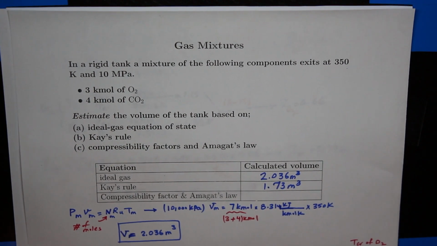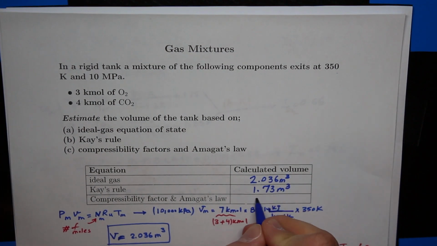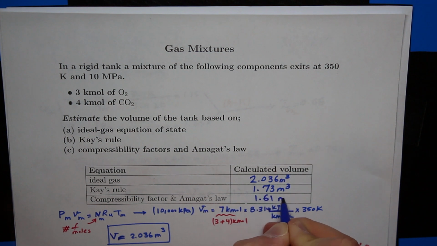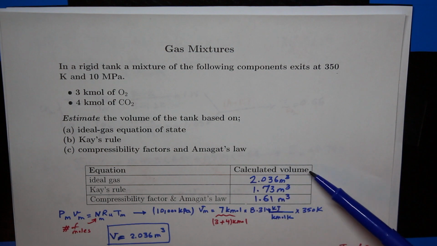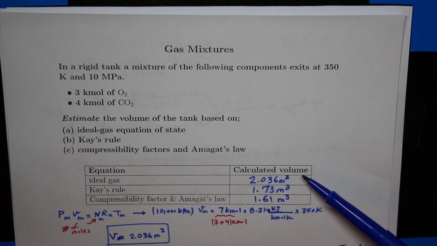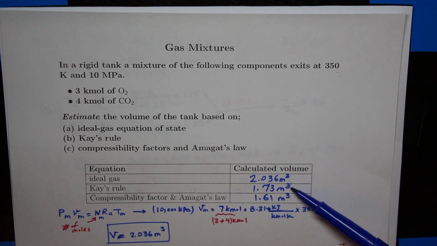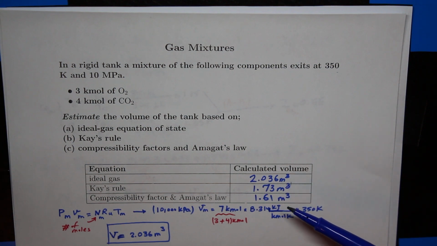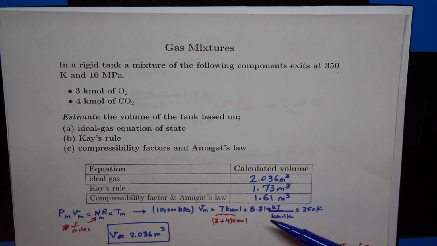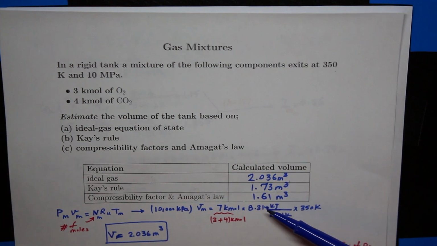If I go back to the previous page, I can add these numbers so we can have all of them side by side. 1.61 meter cube. All of these numbers are the same property: the calculated volume of the mixture, and you can see the difference between them. The ideal gas law gave me 2 point something, Kay's rule gave me 1.7, and Amagat's law gave me 1.6.